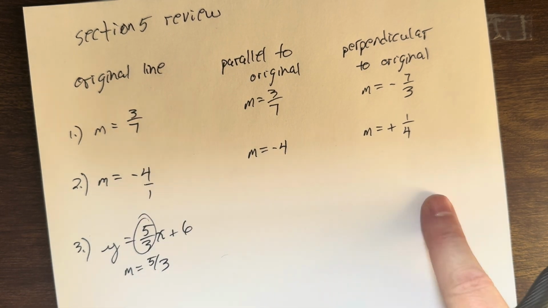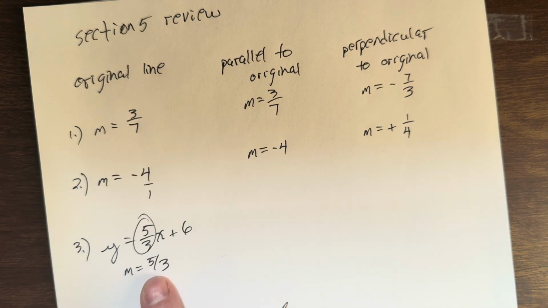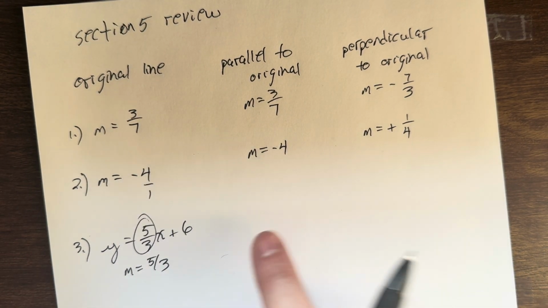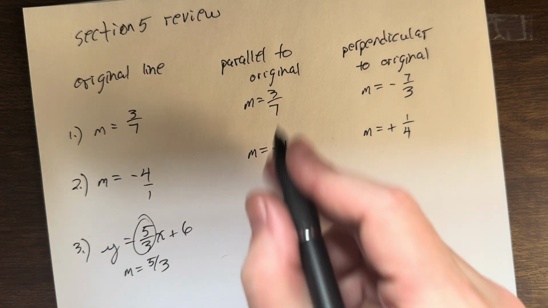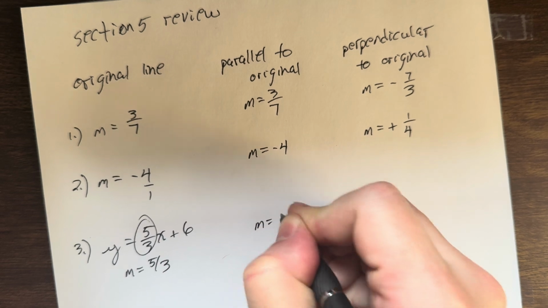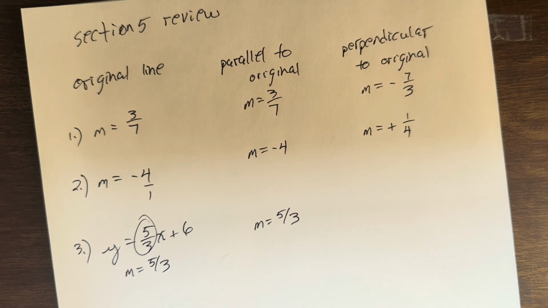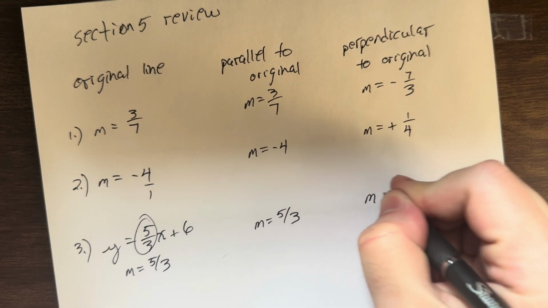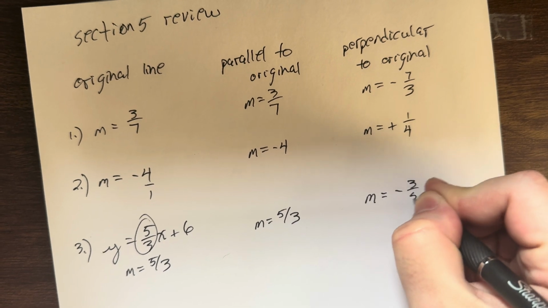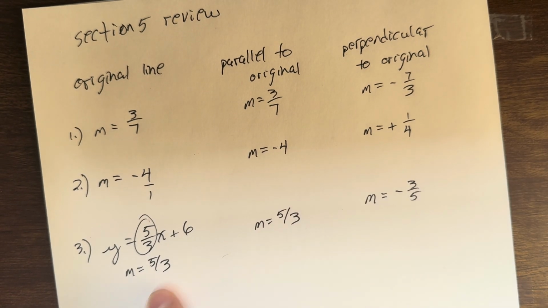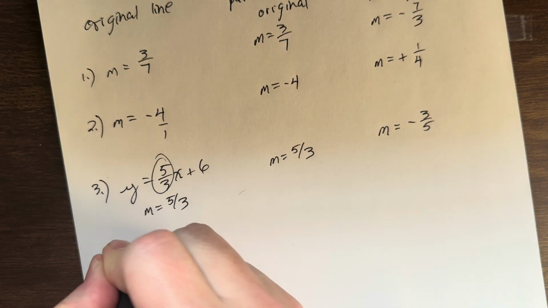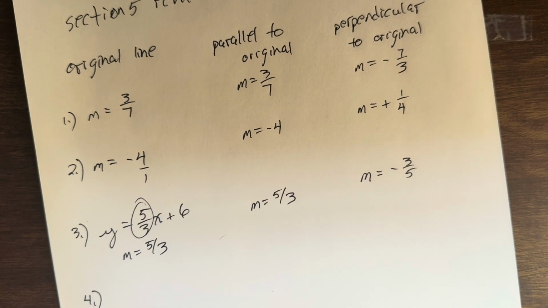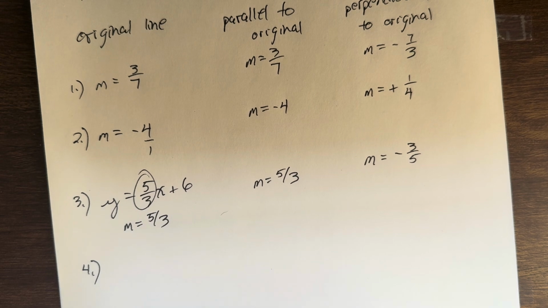And now, just like we were doing earlier, now that I know my original slope, I can quickly move through the parallel and perpendicular situations. If I have a parallel to this one, it would still have a slope of positive 5/3, and then the perpendicular would have a slope, the negative reciprocal, so that becomes negative 3/5. One more like this. Number 4, let's start off.